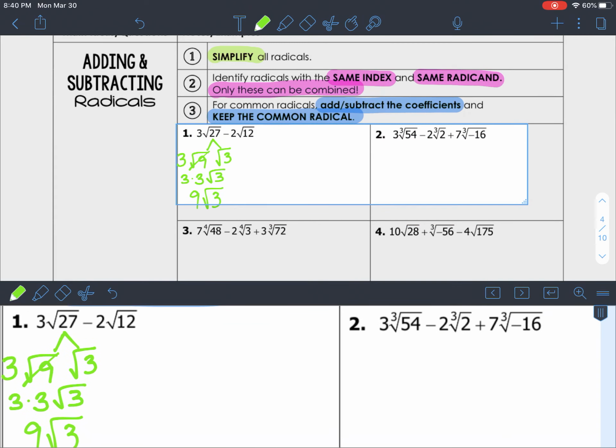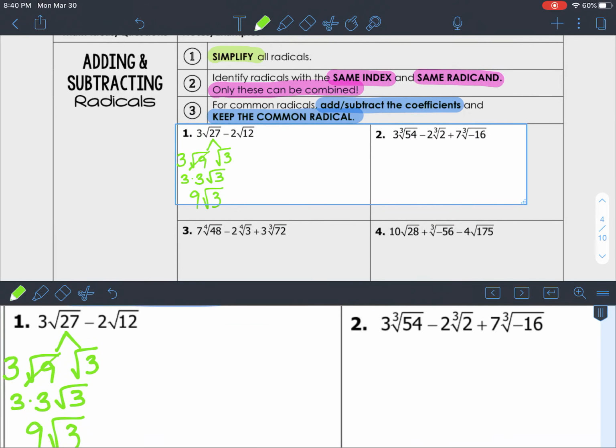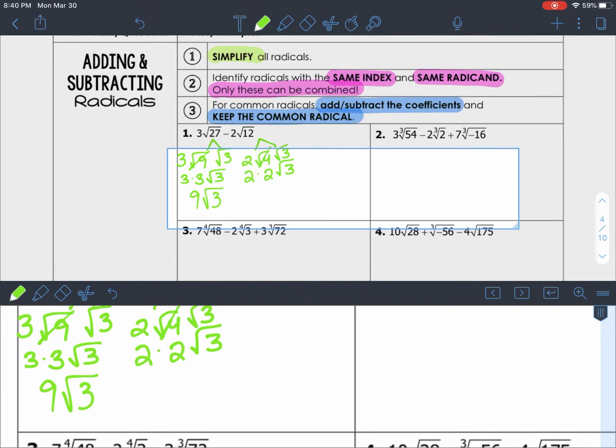We can do the same thing here with 2 radical 12. So radical 12 can be broken down into the square root of 4 and the square root of 3. We still have that 2 out front. The square root of 4 is 2. Bring down that 2 from out front. And then radical 3 can't be simplified, so we have the square root of 3.